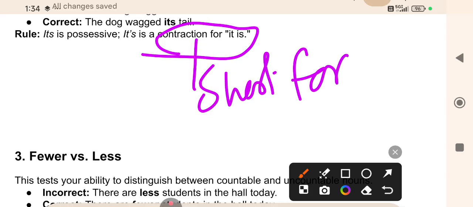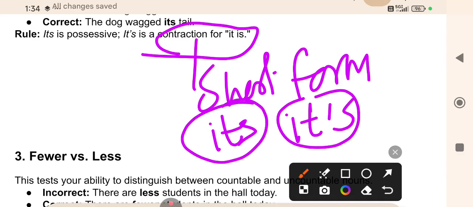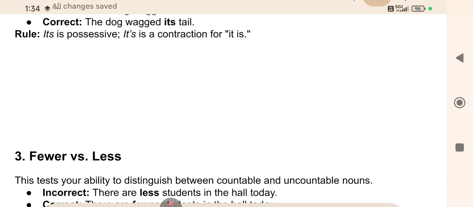So please take care between its without apostrophe and it's with apostrophe. The sounds are the same but both are different. This is a short form. This is a short form of it is. So what is its, without apostrophe, which part of grammar is it? Let me tell you some more.